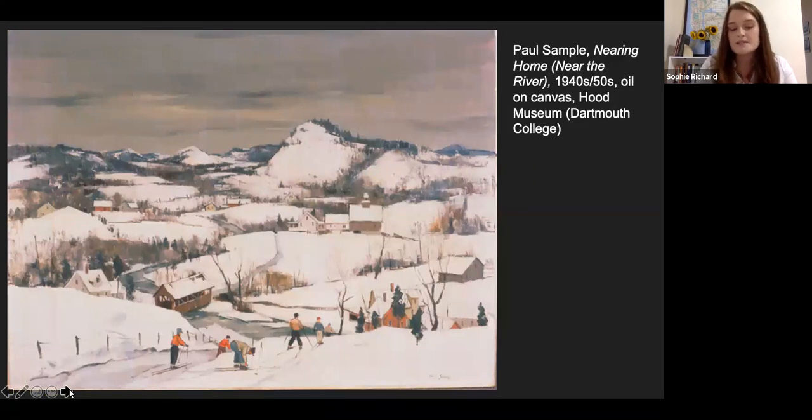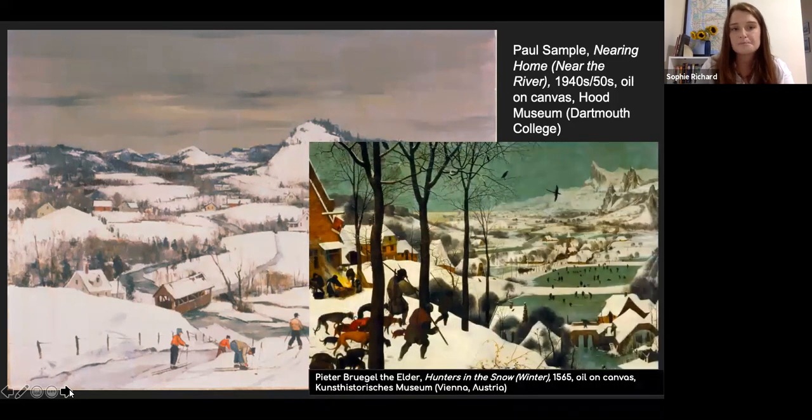In this painting, we see Sample retreating still further from the gritty realities of urban industrialization to the pastoral utopia of a more agrarian lifestyle. During the late 1930s and into the 40s, many artists revisited 16th century Dutch and Flemish styles, especially the artwork of Peter Bruegel the Elder.